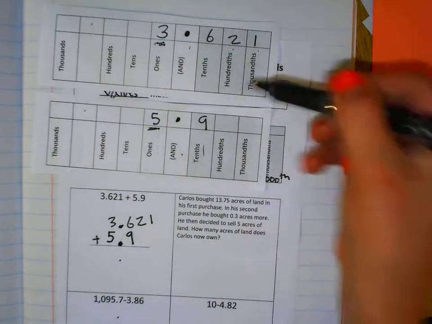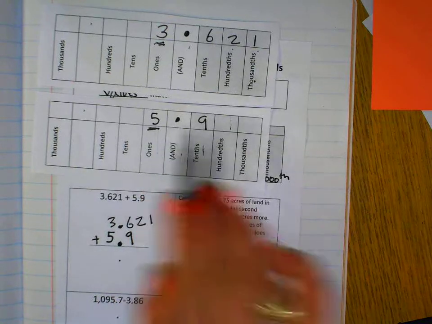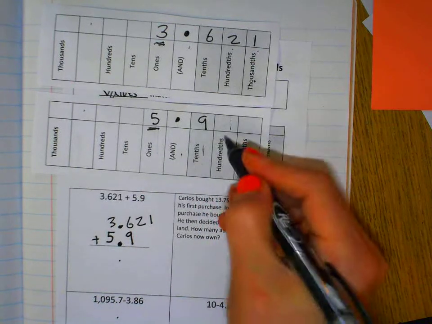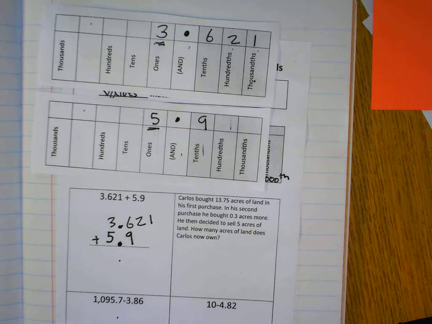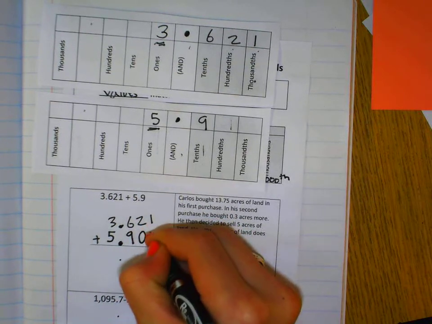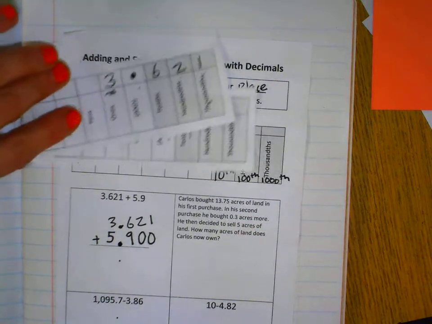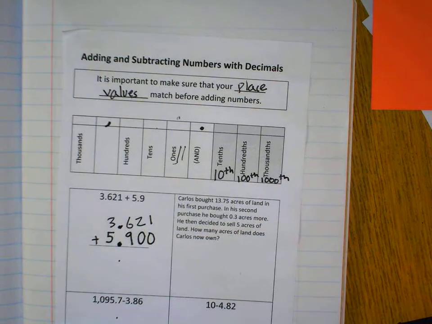So the 9 needs to be immediately underneath the 6 tenths. I have these hundredths and thousandths place values that aren't being used. So if I am past the decimal point and I need to add a number in past the 9 tenths, I can fill in zeros there to hold that place. So now we just add like normal since we lined up our decimal points and all of our place values.